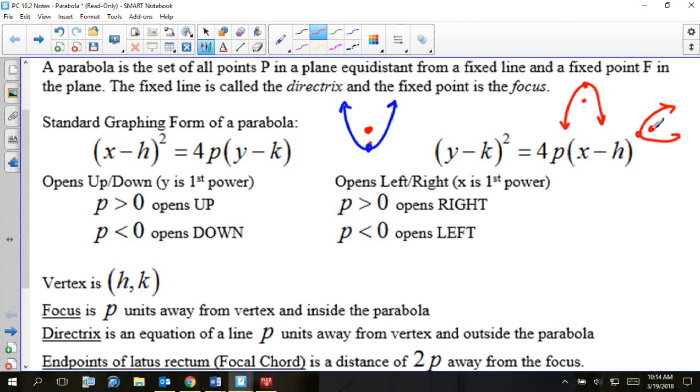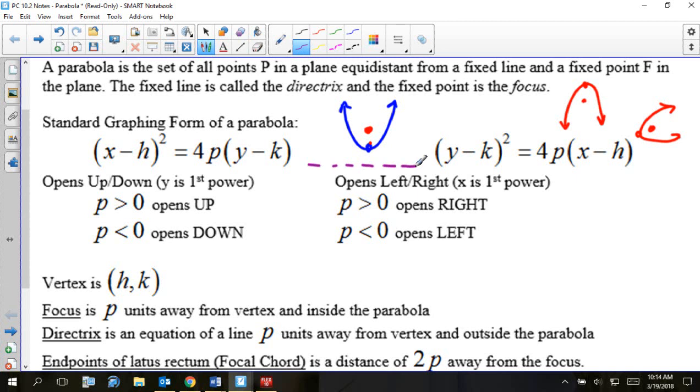And so on. And then there's something else called the directrix. And the directrix is a line. And it is the other direction from the vertex than the focus. So for this first one, if it opens up and our focus goes up, then our directrix actually goes down. But it's a line.